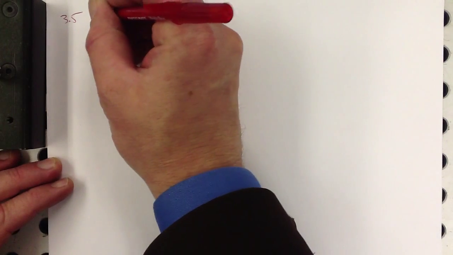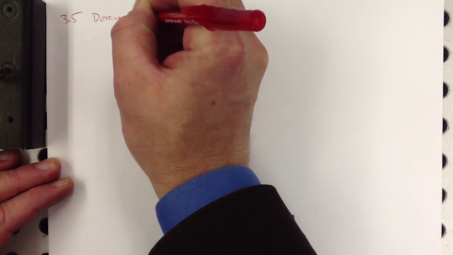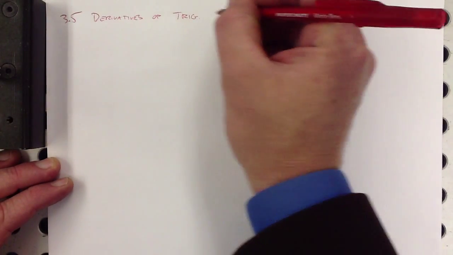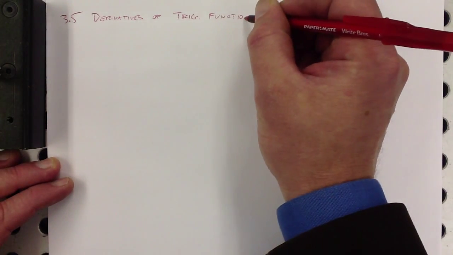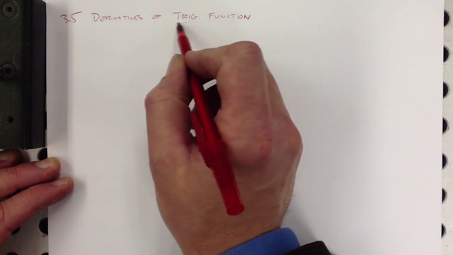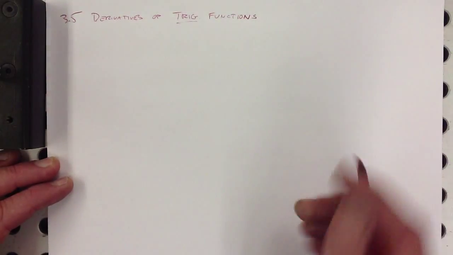Notes for section 3.5. Let's figure out how to find the derivatives of the trigonometric functions, known by their cute diminutive nickname, the trig functions. Derivative of trig functions.